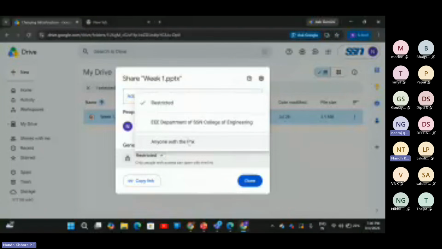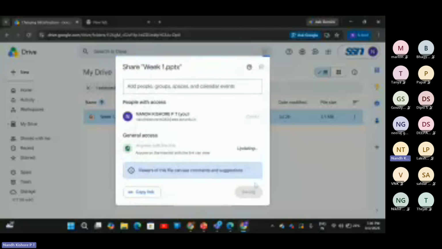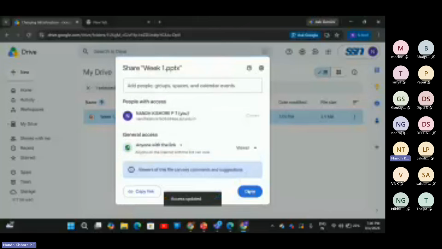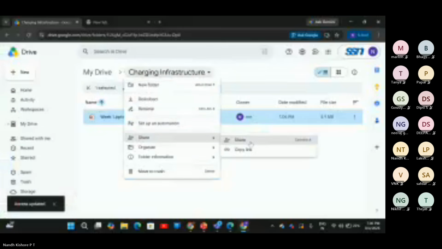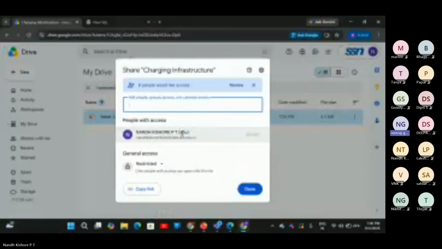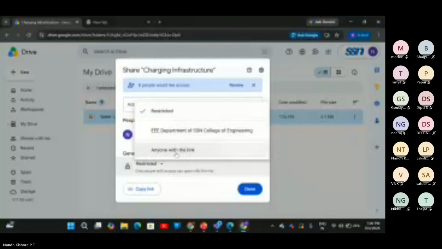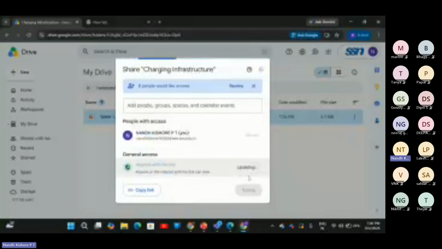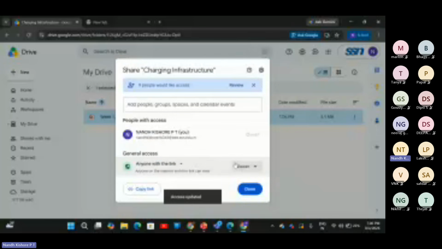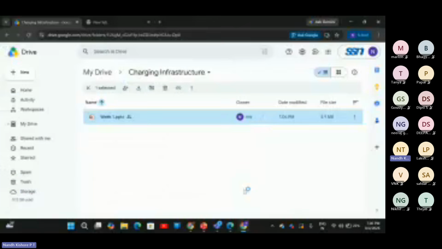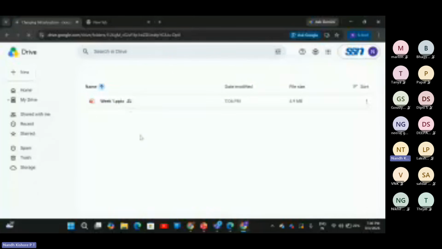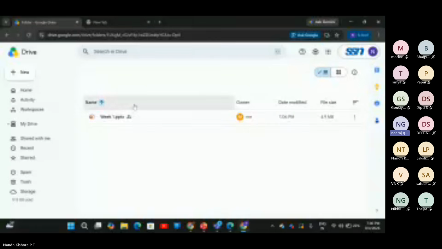Okay, so anyone with the link can open, correct? Done. Yeah, so now can you check once? Still it is asking unable to request access. Just a second, it's still updating. Yeah, so now I think it would be coming. For now you can just reload once and see. Yeah, it is coming.